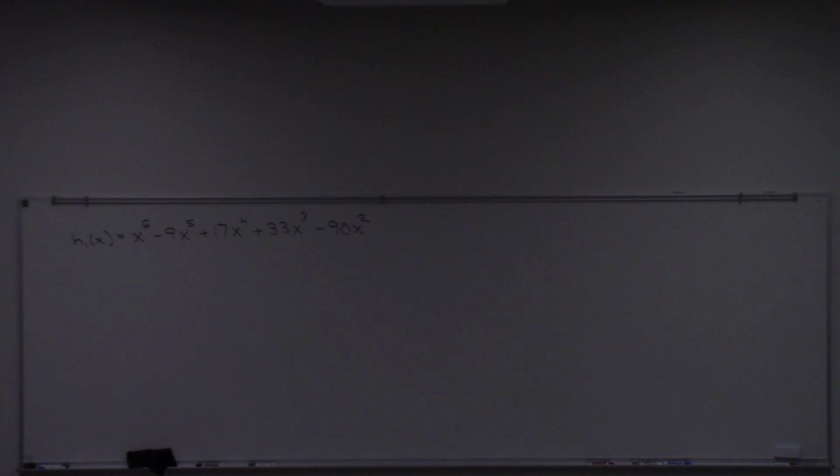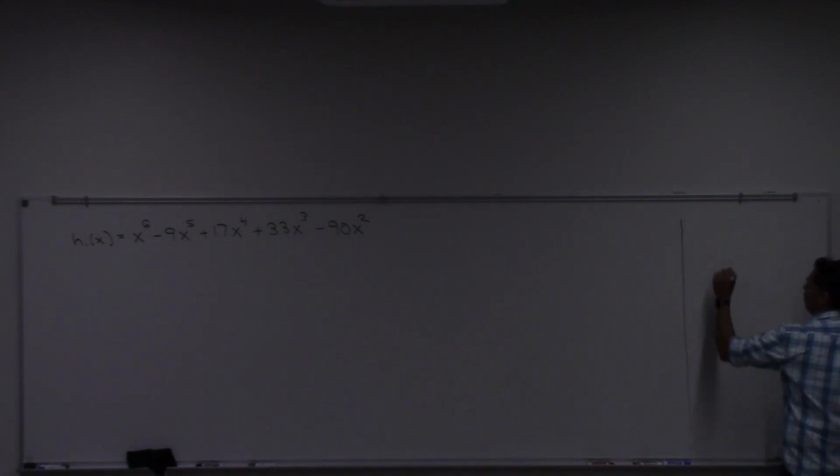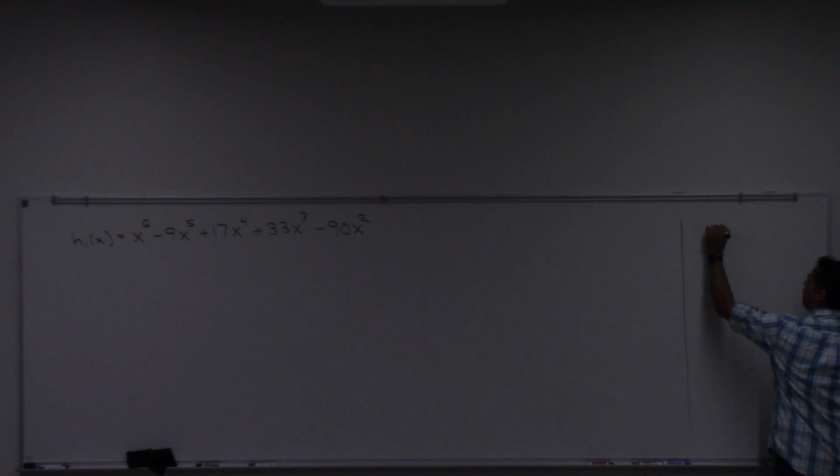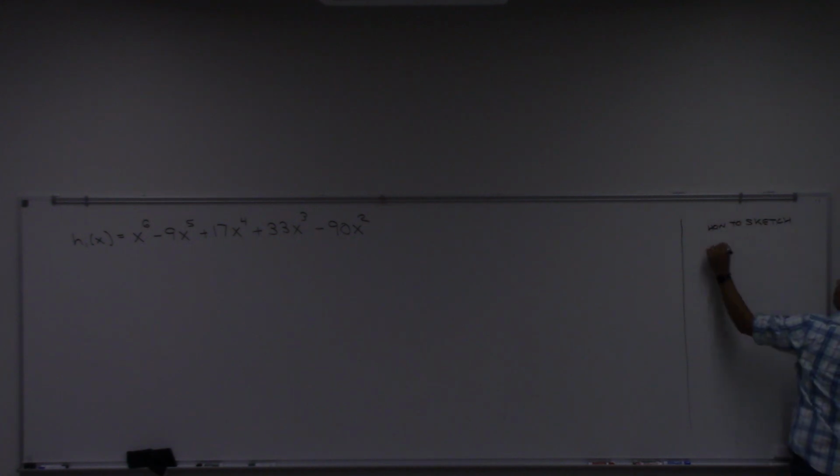Did I give you all steps last time? I don't think I gave you the formal steps, did I? Let me just put the steps over here, all right? Because they're real simple. How to sketch a polynomial function.